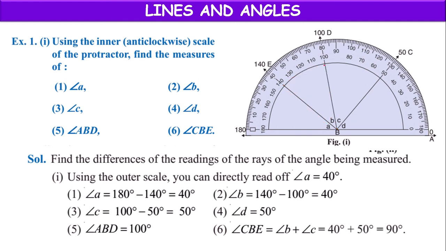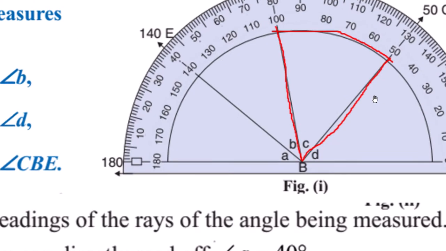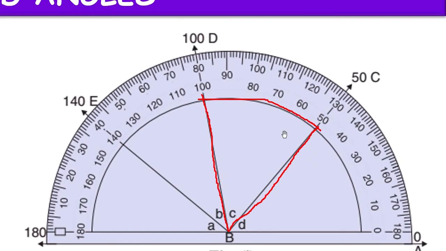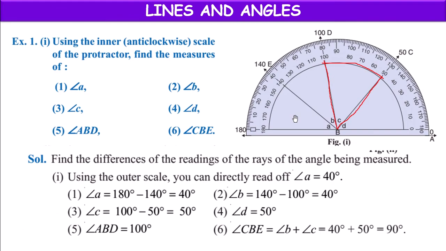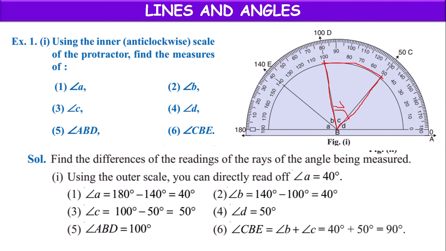Next, angle C. This is one arm, this is another arm, and this is the arc. We have to measure with the help of the inner scale. On the inner scale, one arm is at 50 degrees, another arm is at 100 degrees. 100 minus 50 equals 50. Angle C is 50 degrees.